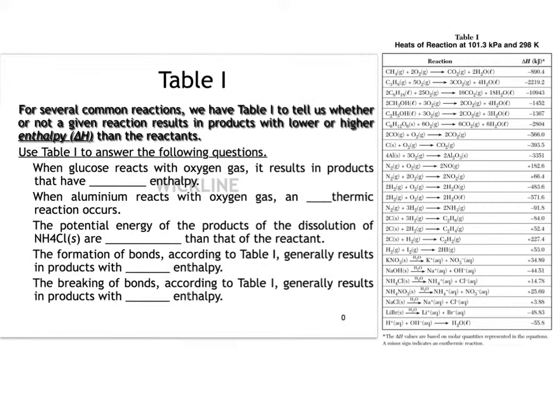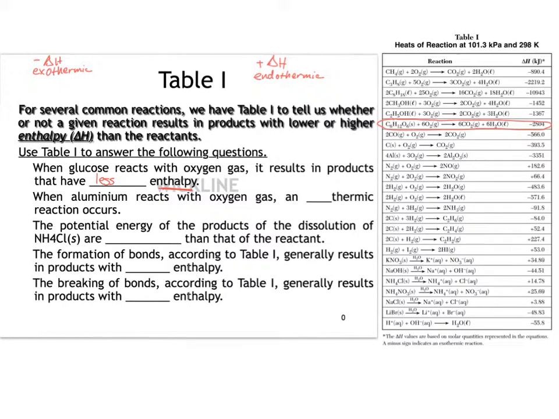All right, first up, when glucose reacts with oxygen gas, it results in products that have blank enthalpy. So let's look for the equation that has glucose reacting with oxygen gas. Glucose is C6H12O6, and here's my oxygen gas. Then it's producing the 6CO2 and the 6H2O, and the delta H is negative 2804. So if you have negative 2804 delta H, or just a negative at all, that means that the reaction was exothermic. And in an exothermic reaction, the products have less energy than the reactants, but here we're using the word enthalpy, which is the same idea. Enthalpy is heat, and heat is energy.